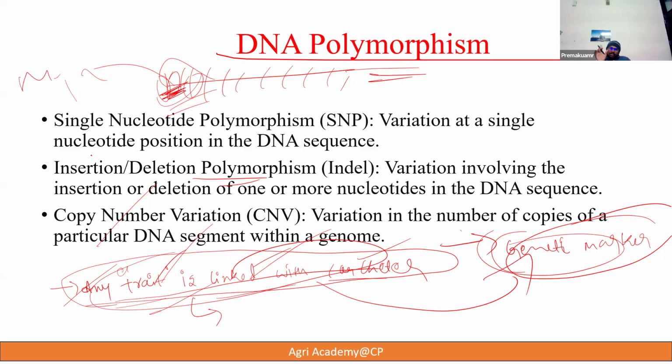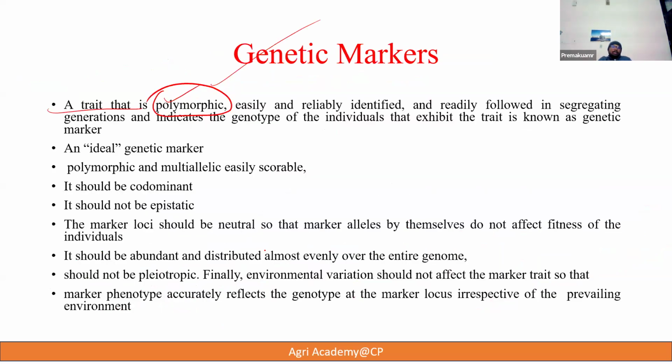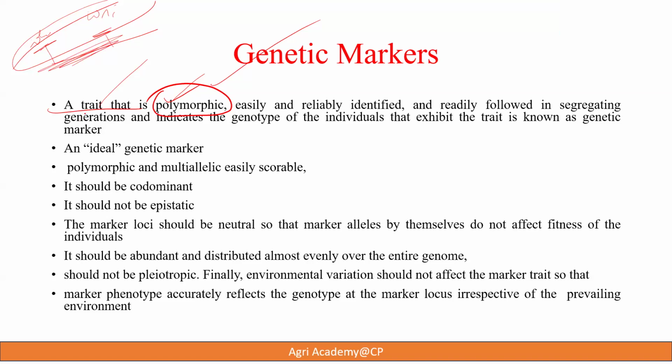That's why while defining, you should have some meaning. What is a marker? We'll discuss. A trait that is polymorphic. For example, if both plants have white color, can it be a marker? By using this flower color, can we distinguish two individuals? Is it possible or not? Yes, sir. How is it possible?